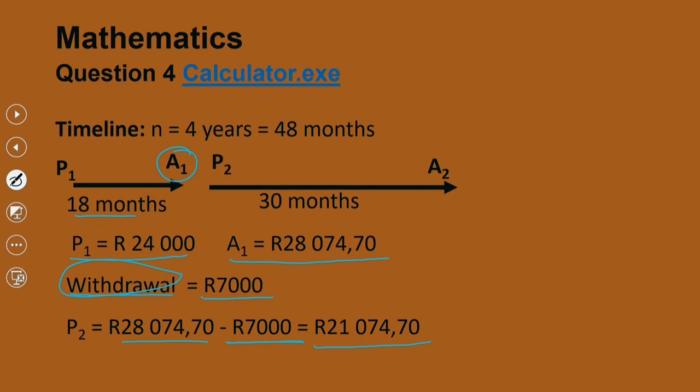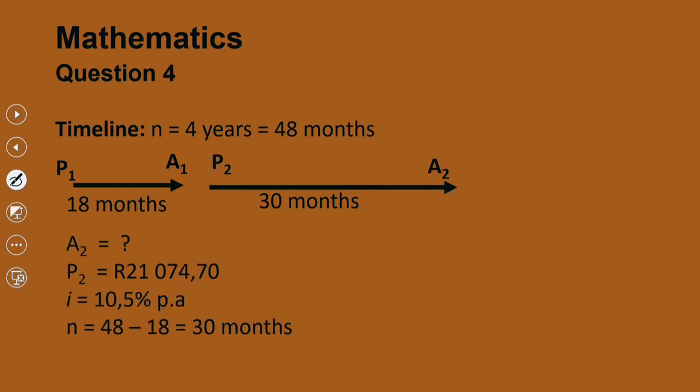So what are we going to do with this amount? Remember, we now have our new P2. This P2 will now be equal to 21,074.70. So now we want to know, after the 18 months and the 30 months that is left, at A2, which is the last final amount, how much will be in the savings account? Are we together? So we proceed.